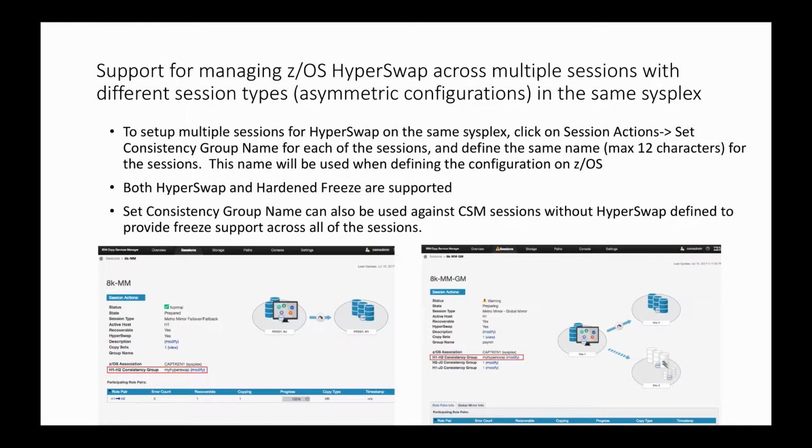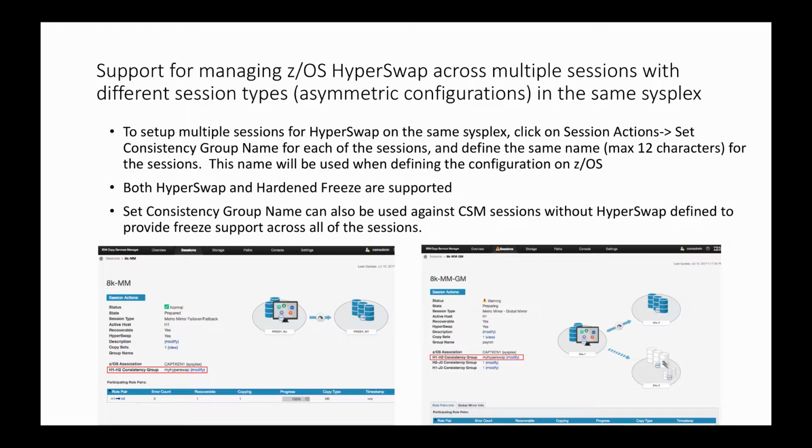So this not only covers HyperSwap, but it also covers hardened freeze. As you know, we have both HyperSwap, which if there's a primary I/O error, will automatically swap to the secondary. But we also have the hardened freeze option, which if you don't want a HyperSwap, you can still load the Metro Mirror configuration onto z/OS so that z/OS will process any suspend events and freeze thaw accordingly. So you can set up multiple sessions for Metro Mirror and hardened freeze capabilities.